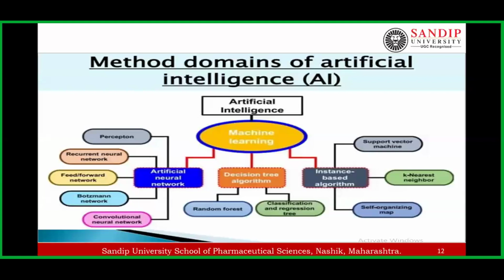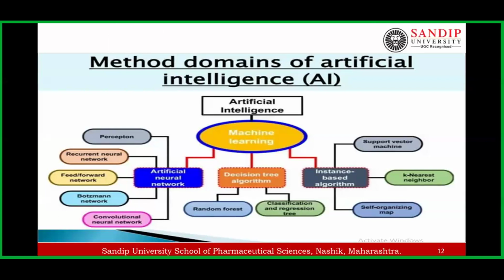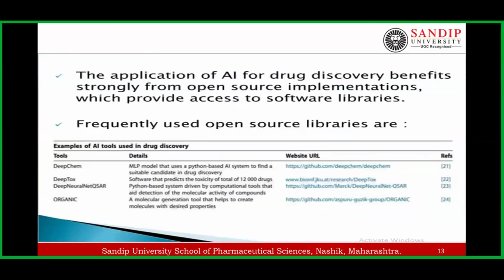In case of the artificial neural networks, the techniques being employed are perceptron, recurrent neural networks, feedforward networks, Boltzmann network, and convolutional neural network. Okay. So when we see in the drug discovery, what are the various artificial intelligence tools which are employed?